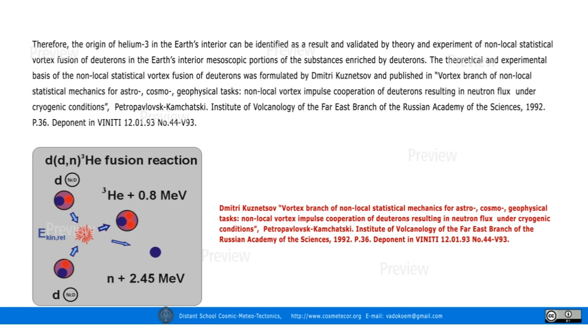Therefore, the origin of helium-3 in the Earth's interior can be identified as a result, validated by theory and experiment, of non-local statistical vortex fusion of deuterons in the Earth's interior mesoscopic portions of the substances enriched by deuterons. The theoretical and experimental basis of the non-local statistical vortex fusion of deuterons was formulated by Dmitry Kuznetsov and published in Vortex branch of non-local statistical mechanics for astro-cosmo-geophysical tasks, non-local vortex impulse cooperation of deuterons resulting in neutron flux.